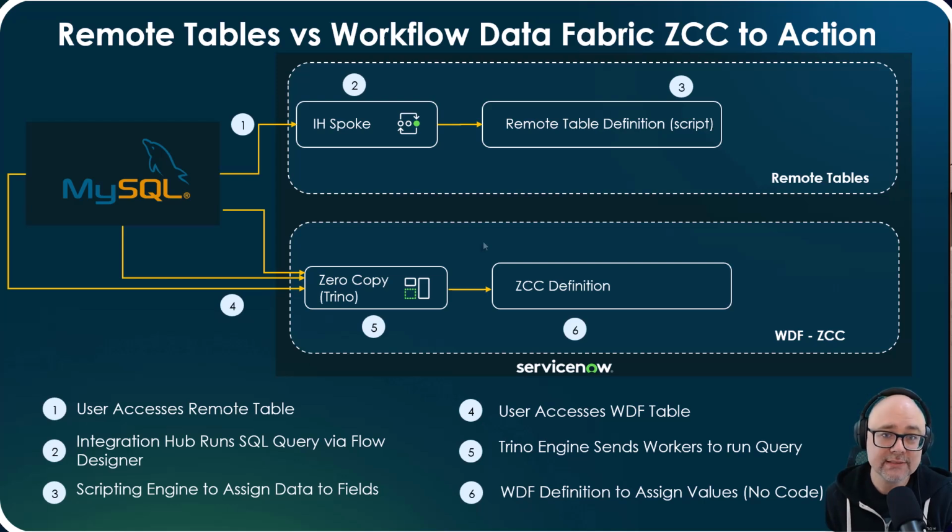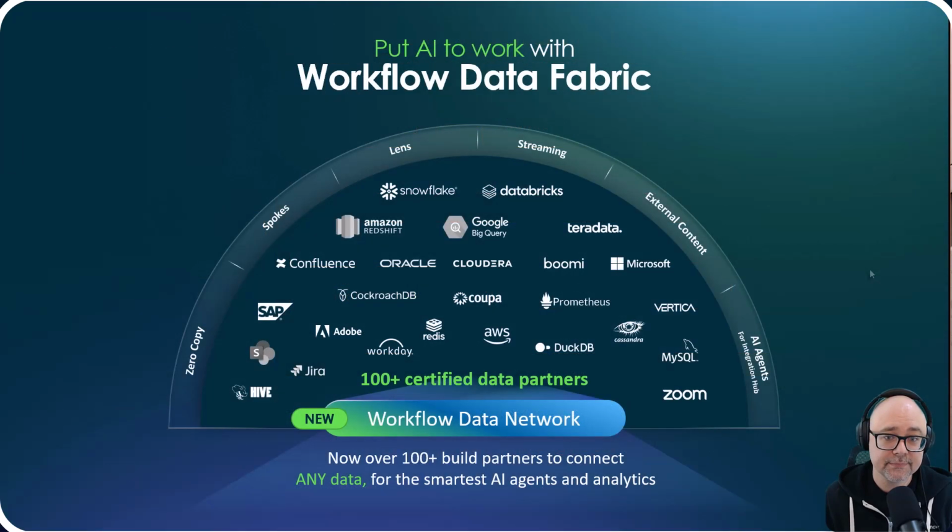what are your use cases? How much data is coming through? Remote tables are going to be very limited. I think the recommendation is to keep it to about 1,000 records. Workflow data fabric, I don't know how large it can get. Certainly more than 1,000. I could say millions, but I'm not a product person, so I can't speak to that. But this is just to show you the nuances between remote tables and the workflow data fabric.